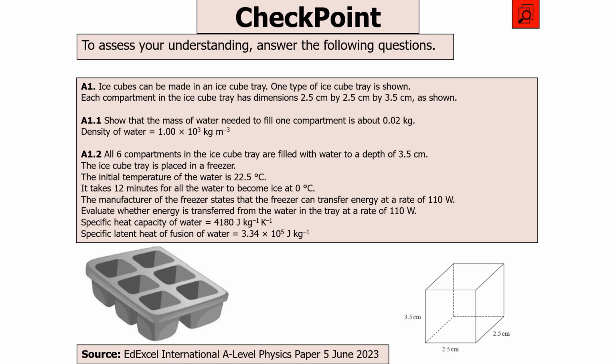Then all 6 compartments in the ice cube tray are filled with the water to a depth of 3.5 centimeters. The ice cube tray is placed in a freezer. The initial temperature of the water is 22.5 degrees Celsius. It takes 12 minutes for all the water to become ice at 0 degrees Celsius. The manufacturer of the freezer states that the freezer can transfer energy at a rate of 110 watts. Evaluate whether energy is transferred from the water in the tray at a rate of 110 watts. So pause the video now, then unpause the video when you want to go through your answer.